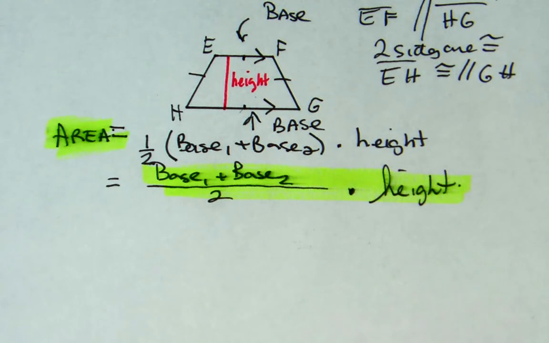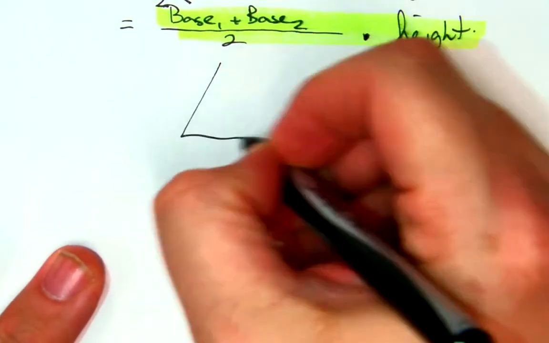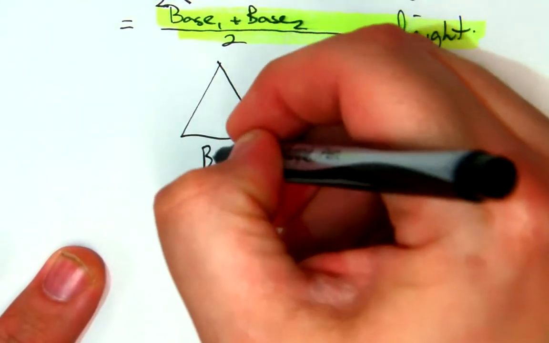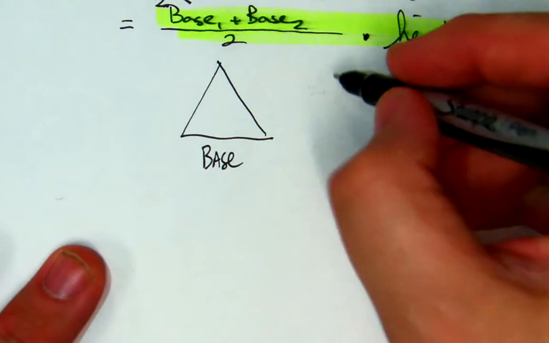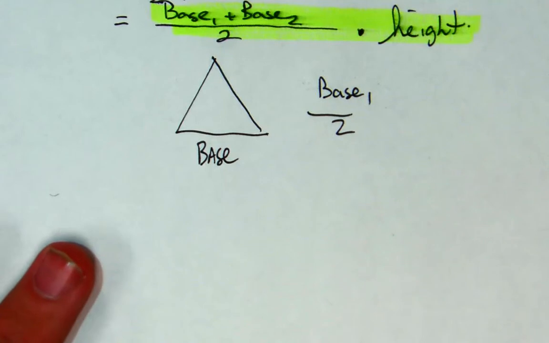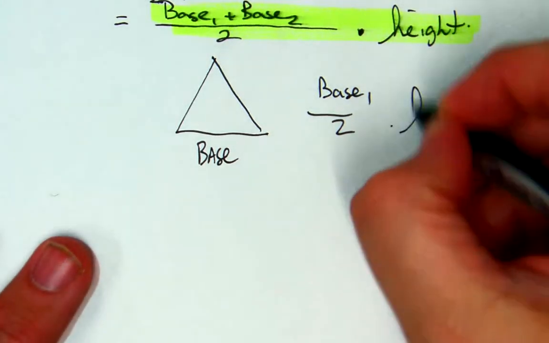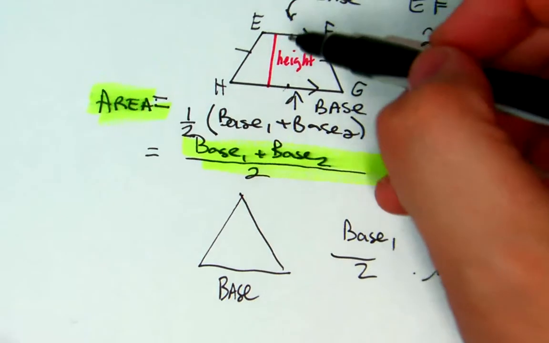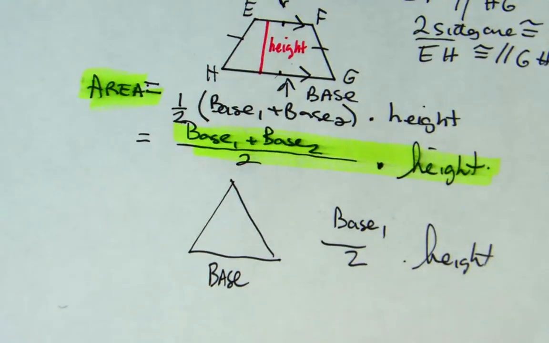For a triangle, how many bases are there? Just really quickly. Here's a triangle. If that's my base, is there another base? So it's really base 1 over 2. So we're averaging one base times the height, as opposed to averaging two bases times the height. So it's the same equation every single time. And I always say, if you're stuck remembering equations, remember one. And then apply it to everything else.